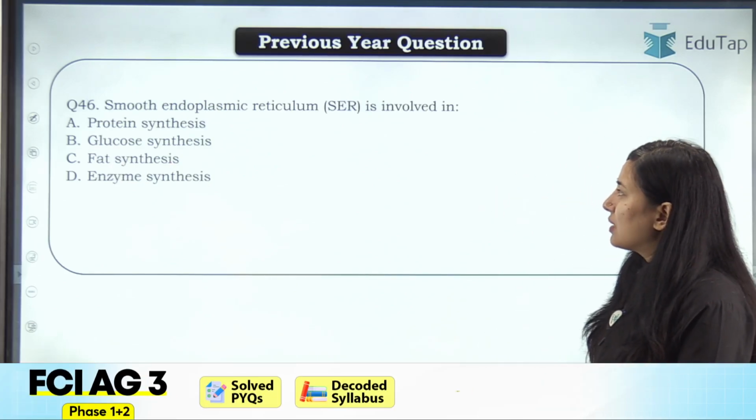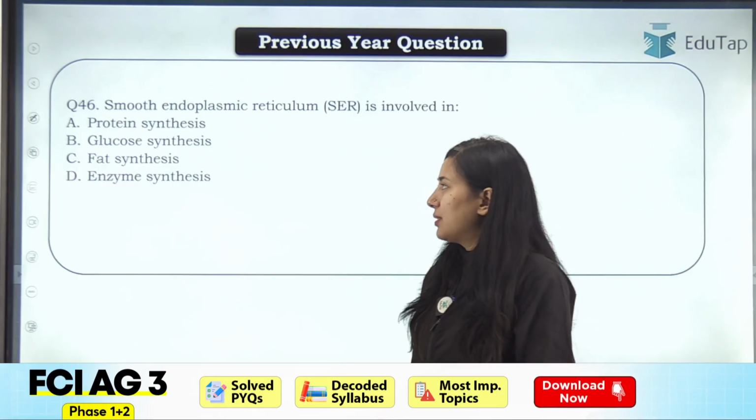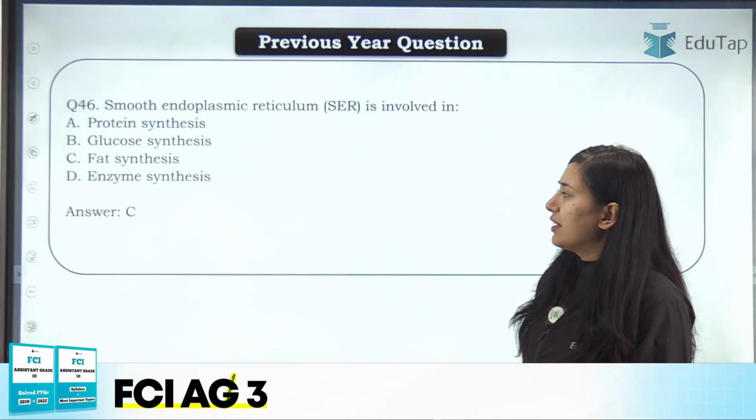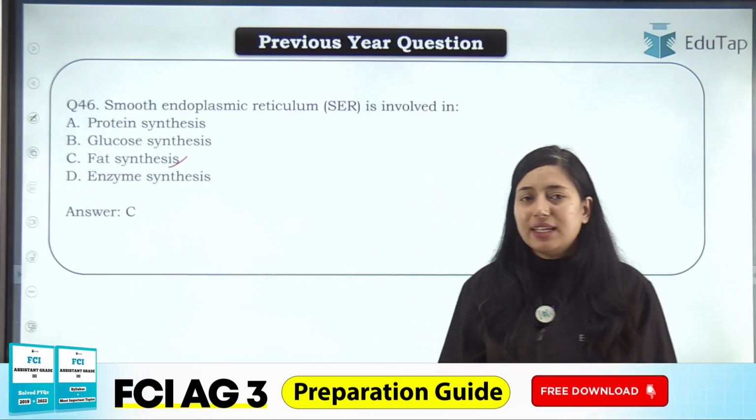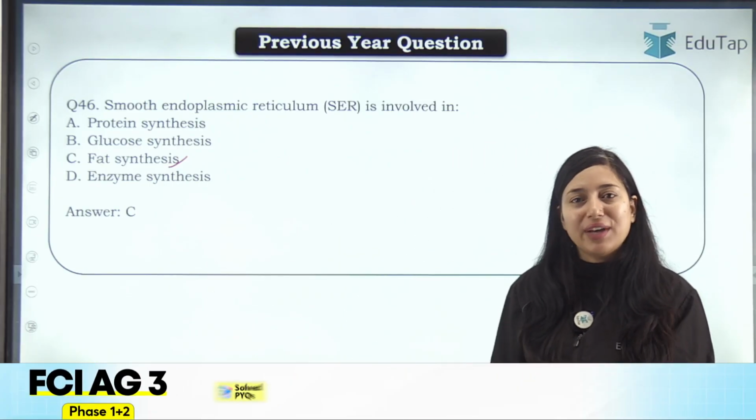Okay, smooth endoplasmic reticulum is involved in? Again, a question from your cell and cell organelle chapter. So it is involved in fat synthesis. Okay? So smooth endoplasmic reticulum is basically an organelle which is involved in fat synthesis.